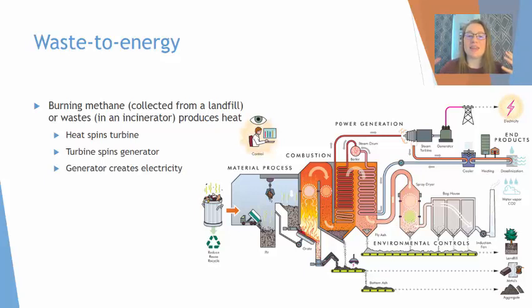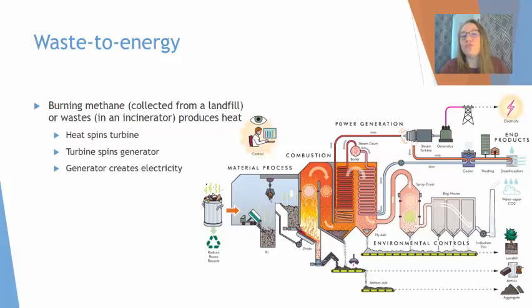Now you can take the methane from a landfill, collect it, and burn that to produce heat, or from an incineration plant, as you're burning that trash, you're creating heat, and that heat, regardless of the generation source, can be used to spin a turbine, and that turbine can spin a generator, and that generator can make electricity. Also, that heat can be used through a series of pipes to heat buildings.